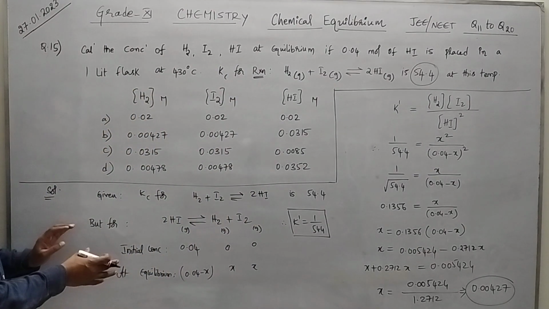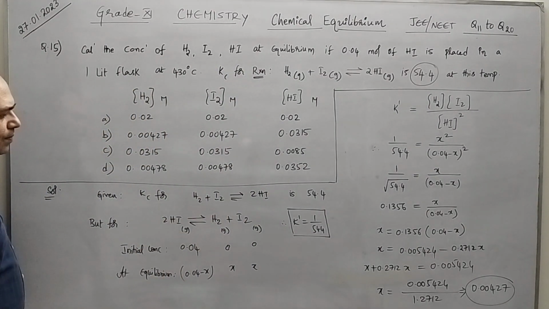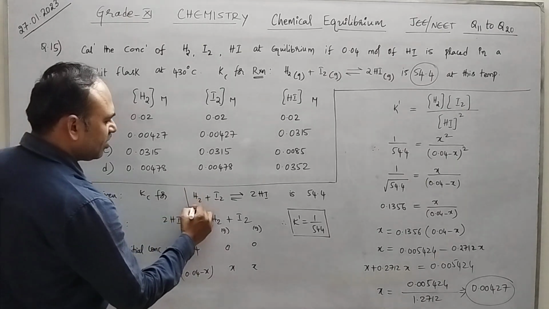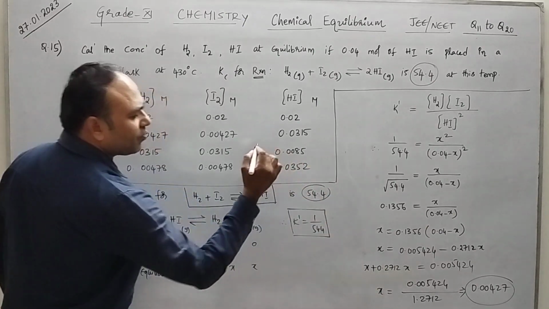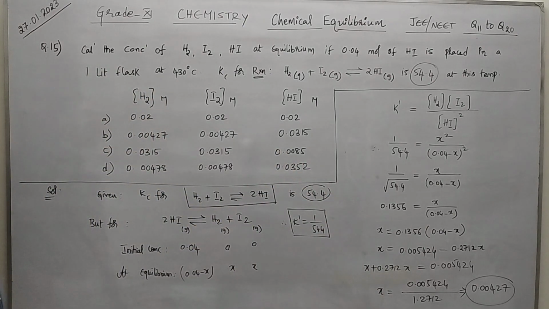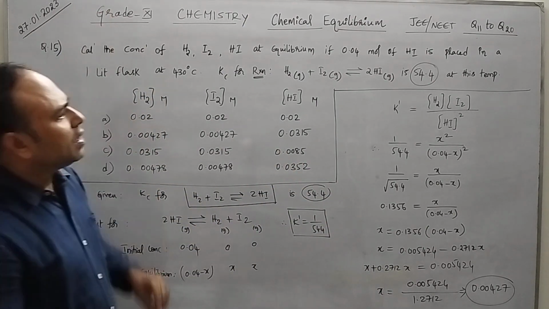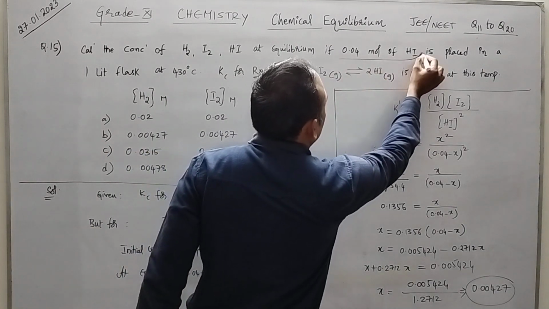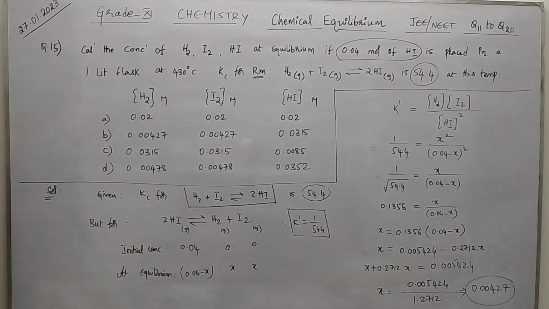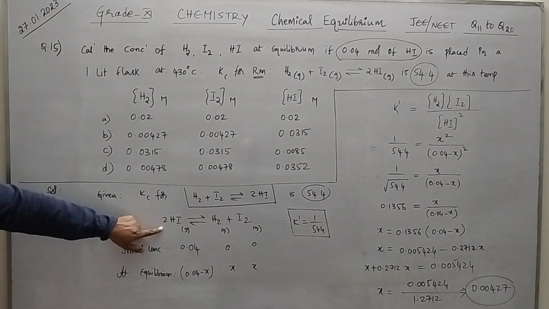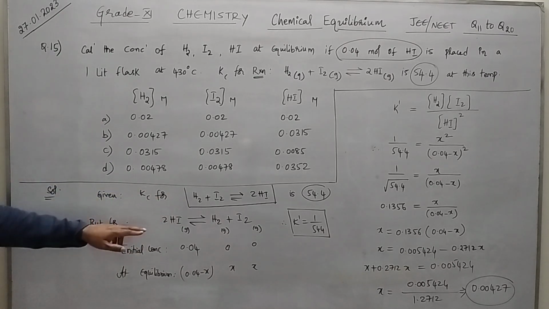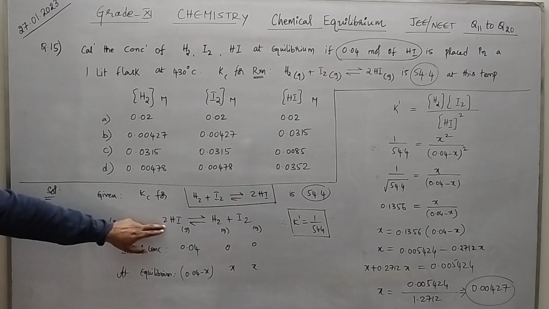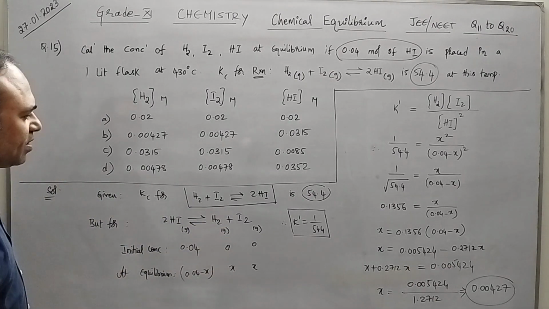So I have solved this for you, half of the question I have solved. So in this we have H2 plus I2 gives 2HI, Kc value 54.4. But they are saying here that 0.04 mole of HI is placed in the vessel. That means decomposition. So they have given Kc value for this, but another reaction, what is that? Decomposition of HI equation is this. For this, how do we calculate?